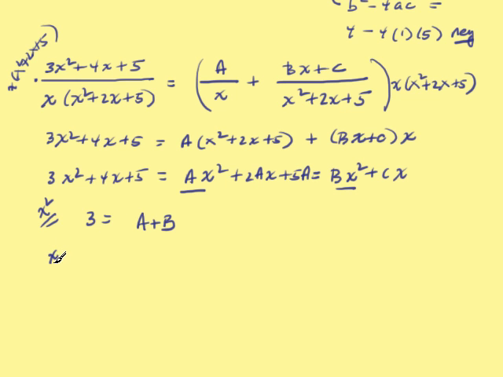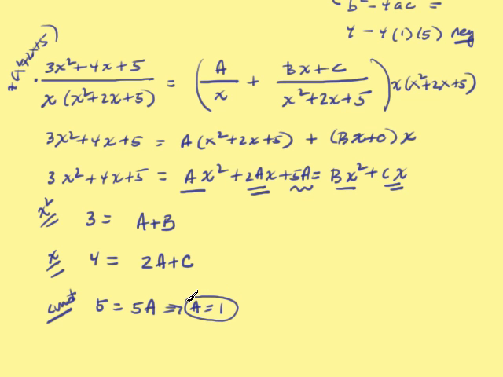And now the x coefficient. So we have 4 is equal to 2a plus c. And now the constant, we have 5 is equal to 5a. All right, so we get that a is equal to 1. Let's put that here. And we have b is equal to 2.